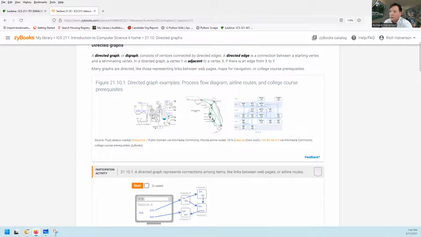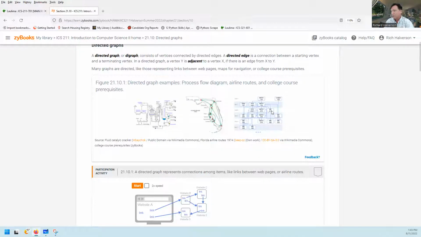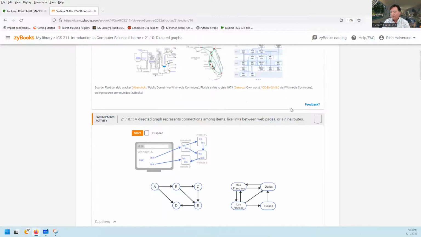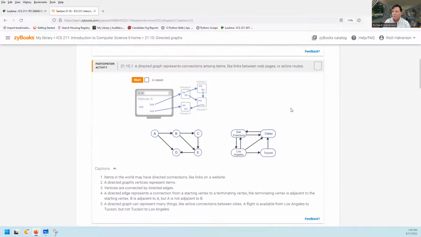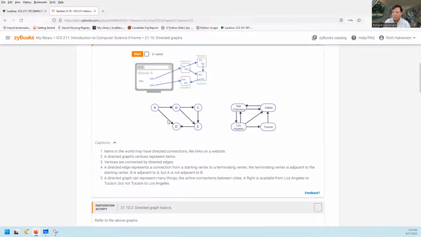This is directed graph examples. This looks like a catalytic cracker. I don't know what that is. So anyway, road maps, the streets have directions and so on. Here's a directed graph that represents connections between items, web pages, could be airline routes, so on. The graph looks like this, except the edges have arrows.